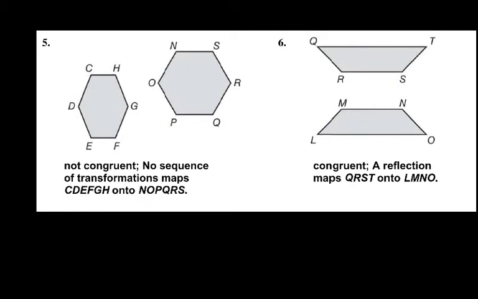For number 5, it seems to be a translation, which means it slides over. But as you can see, this one is a little bit skinnier than this one. Probably about that skinny. Maybe a little bit more. So obviously it's not congruent.